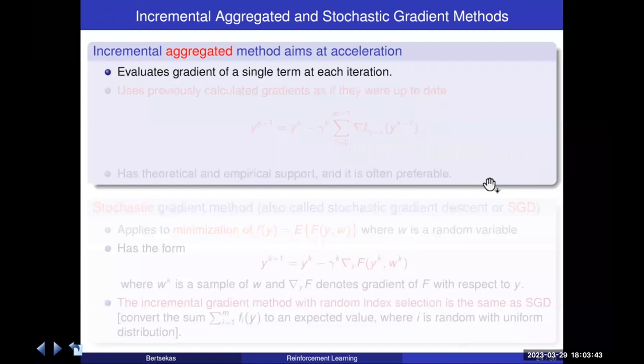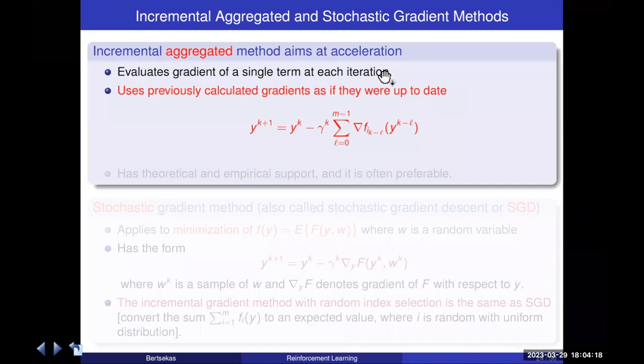So this is the incremental gradient method, what's called in neural network parlance backpropagation. This is the bread and butter type of method, and this is the one that has brought neural network training into practice. However, there are improvements, and the research still continues in this area. It's a class of methods called aggregated incremental methods. It aims at accelerating the standard method. It still evaluates the gradient of a single term at each iteration, but then it aggregates the past gradients together, with the idea of getting an approximation to the true gradient that's more faithful than what you would get from a single component.